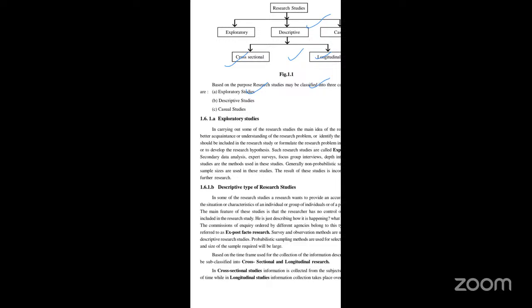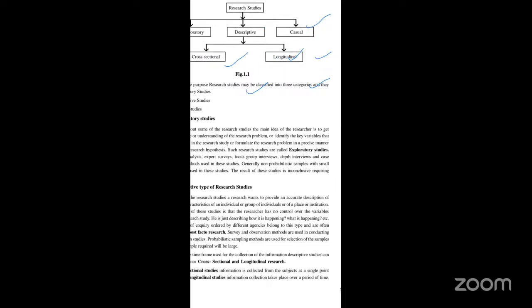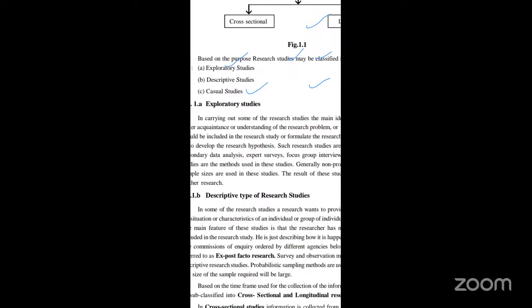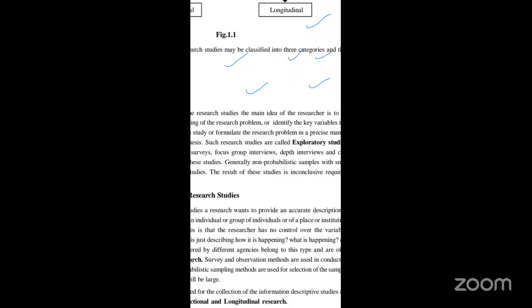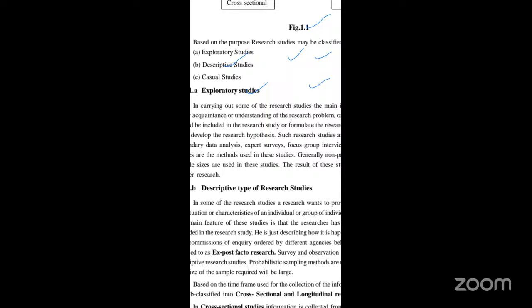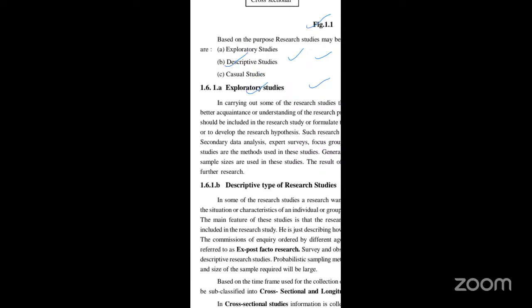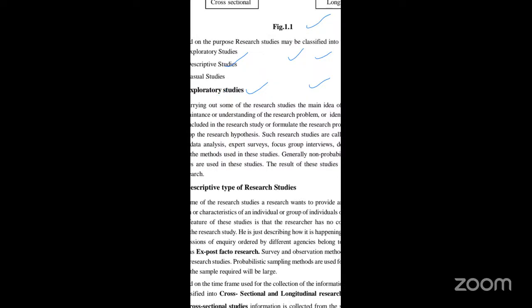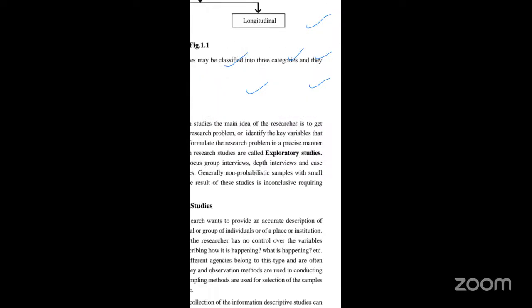Or identify the key variable that should be included in the research study, or formulate the research problem in a precise manner, or develop the research hypothesis. First, identify the problem, and next, study and formulate the research problem and develop a hypothesis. So such research studies are called exploratory studies.